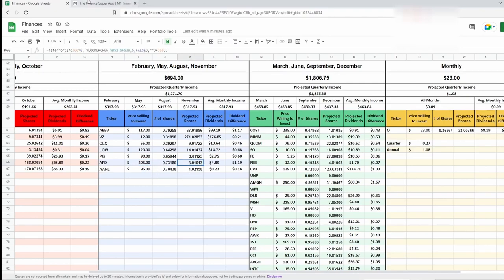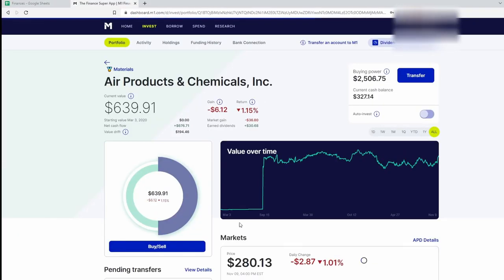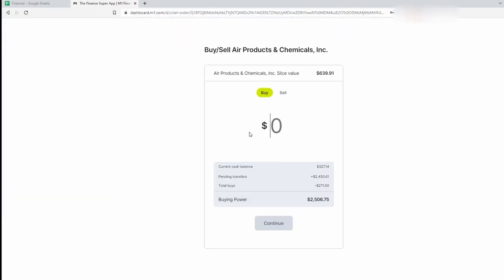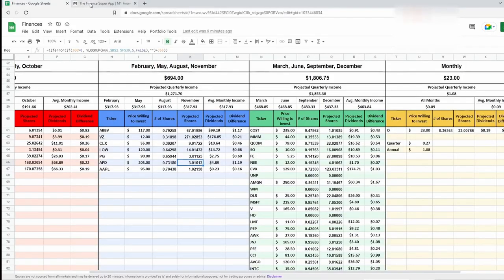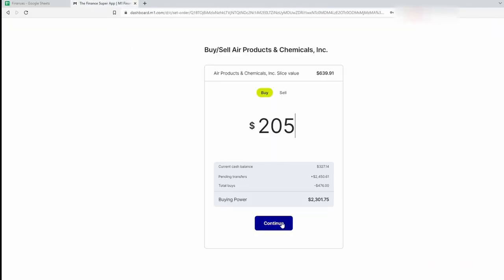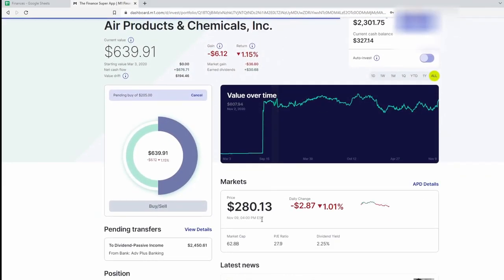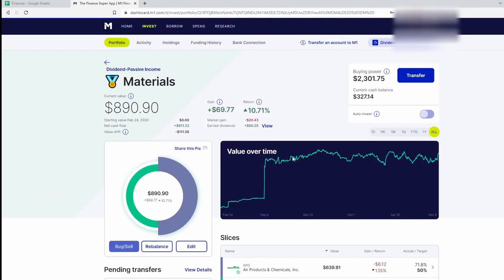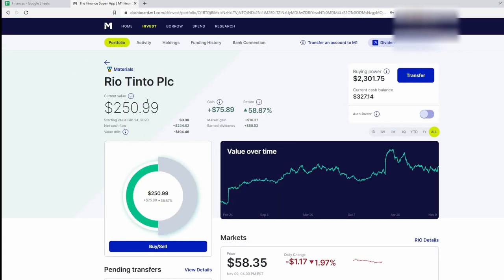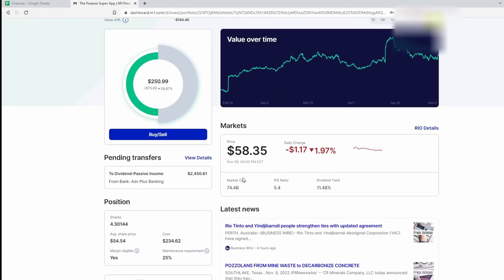3.01613 shares. So what was it again? $205. Okay, $205 for APD. We're going to buy. And 205, very nice. Yep, 205, perfect. Let's confirm that buy. And there we go. Next we got none other than Rio Tinto, which is $58.